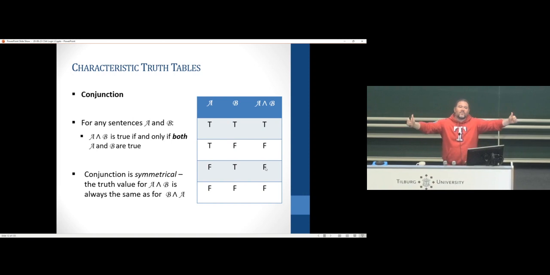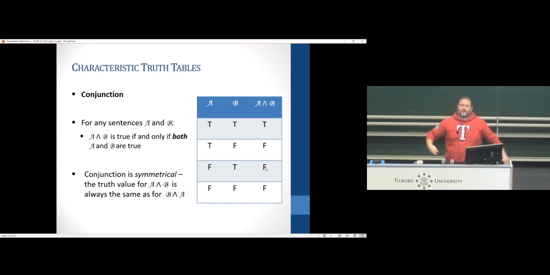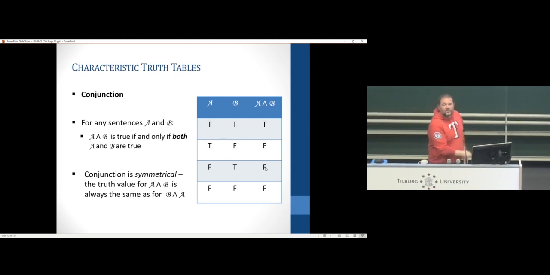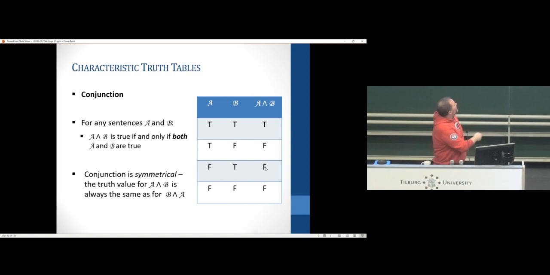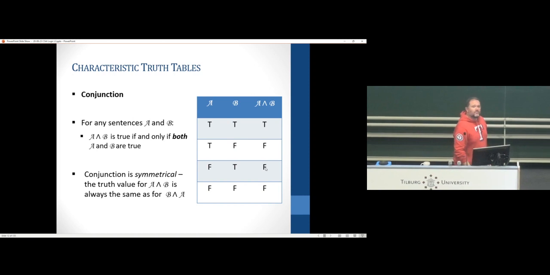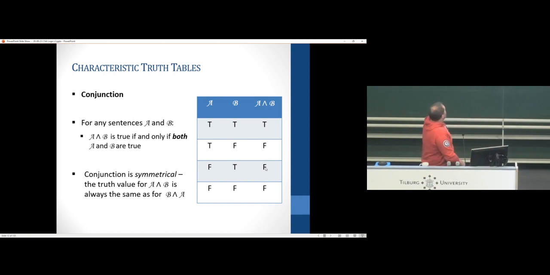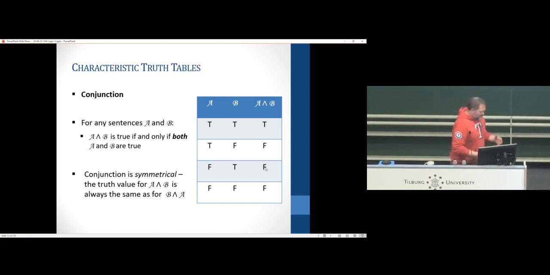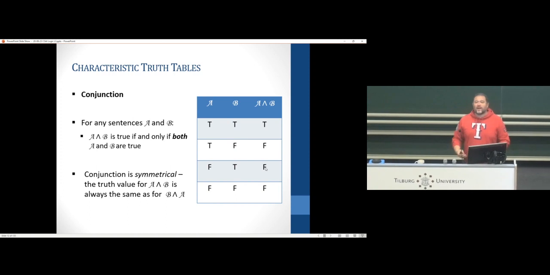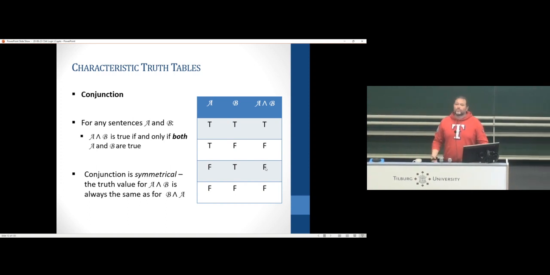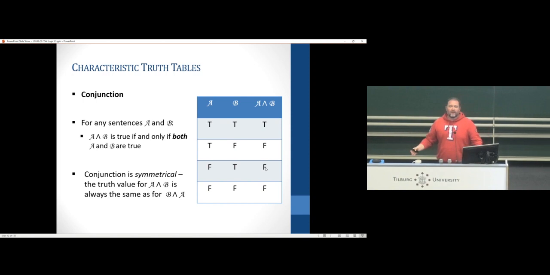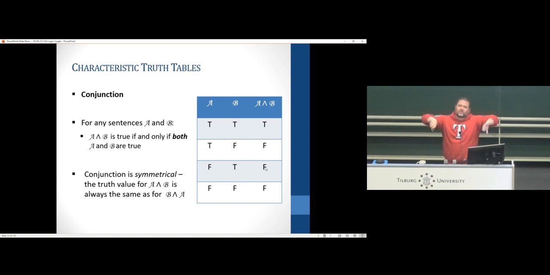Conjunction is only happy if both sides are true. Right? So if A and B are both true, then the conjunction is true. Any other combination, conjunction is false. So I'll say that again because it's very important. Conjunction is only happy if both inputs are true. Any other way, the conjunction is false.